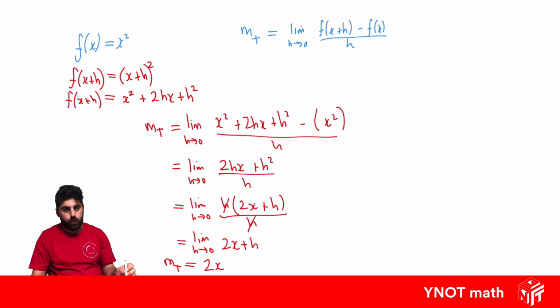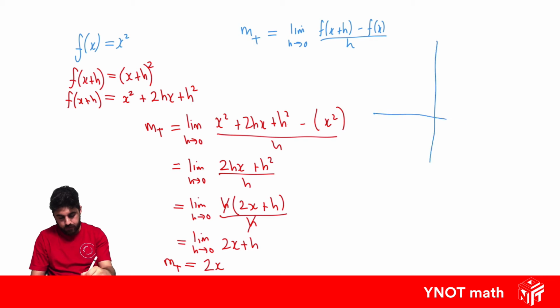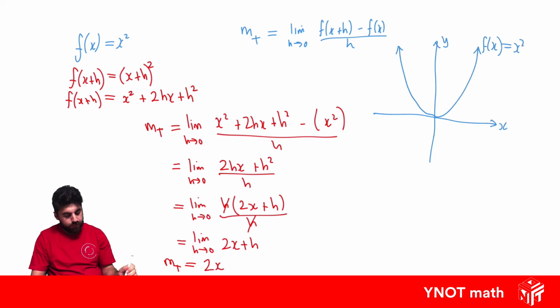This is one of the most important definitions in calculus: when we apply our first principle formula, we're actually finding the gradient of the tangent at any point on the curve. So let's look geometrically at what this means. Let's look at our original function, f(x) = x squared. And what we found is that the gradient of the tangent at any point is equal to 2x.